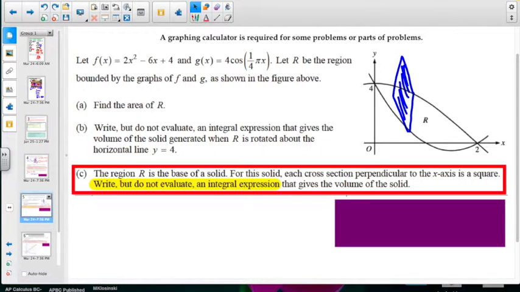How do you know to use a square? Because it tells you right there. So, yes, it will always tell you. Otherwise, you wouldn't know what shape to draw. No, it doesn't matter what you draw.